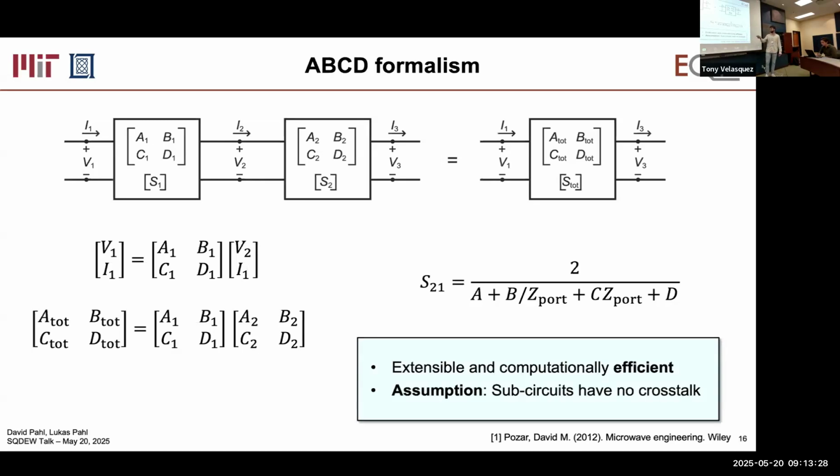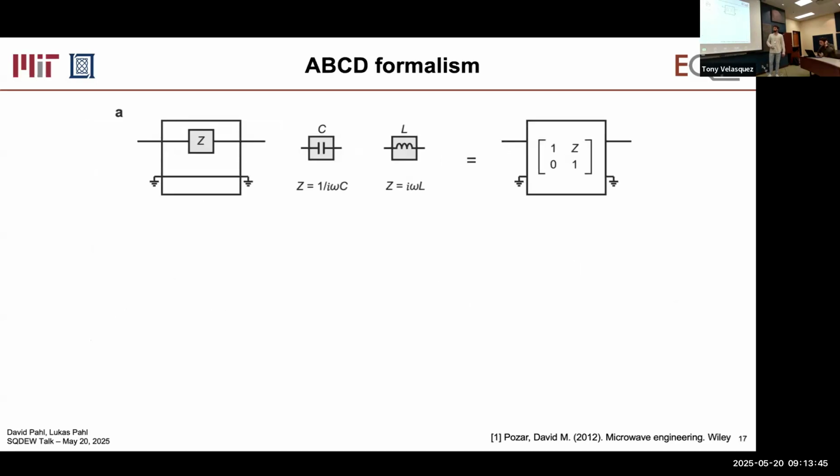There's an assumption here that the subcircuits don't have crosstalk to each other. So really the guiding principle is that ABCD matrices only work if you understand your layout and your system well, if you have standard components and there's not a lot of crosstalk. You can model that crosstalk if you know how to model it, but their main strength is the computational efficiency.